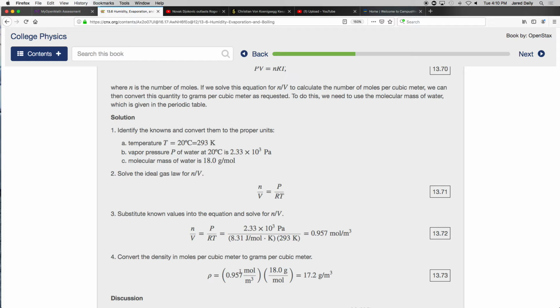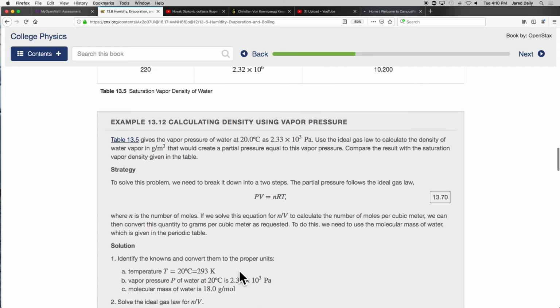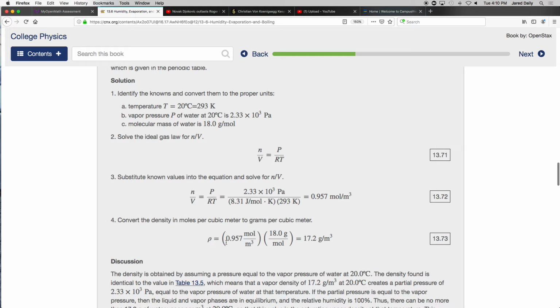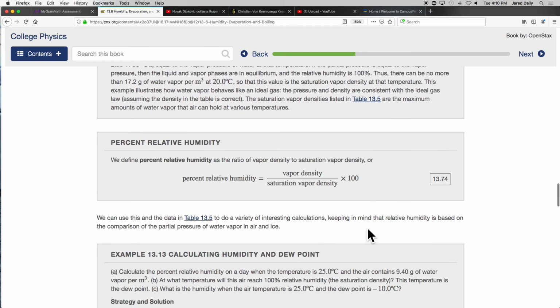But if they want to know the grams per cubic meter, and it's going to be water, because we're doing water vapor pressure, then you have to know how much water has in grams per mole. It turns out water has 18 grams per mole. Two H's and an O gives you 18 grams on the chart here. And then you multiply that by the previous number to get 17.2 grams per meter cubed. So that's what vapor density is.